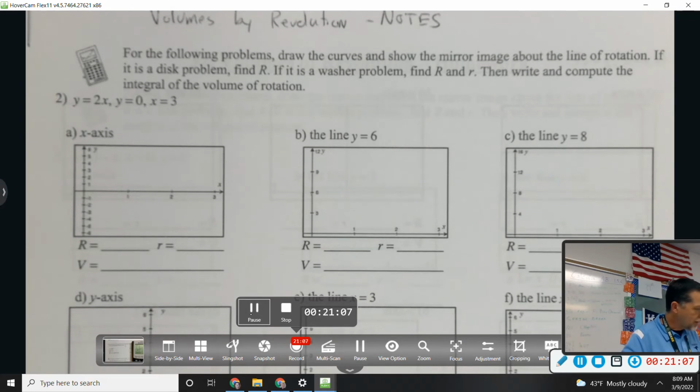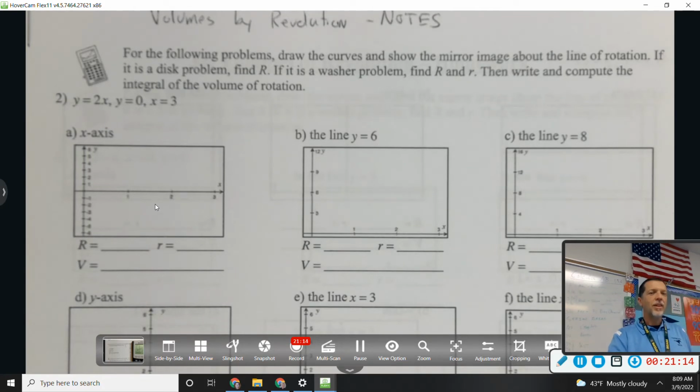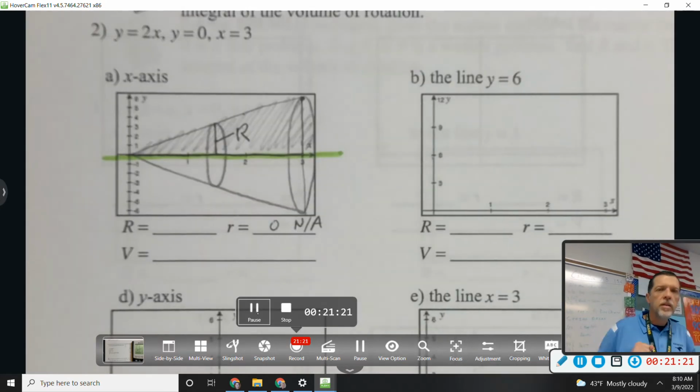Why don't you try 2A? Just start to finish on your own. Graph it, draw it, and then figure out what the circles are. So there's the picture. There is no little r. I'm going to press pause again and see if you can finish it out.